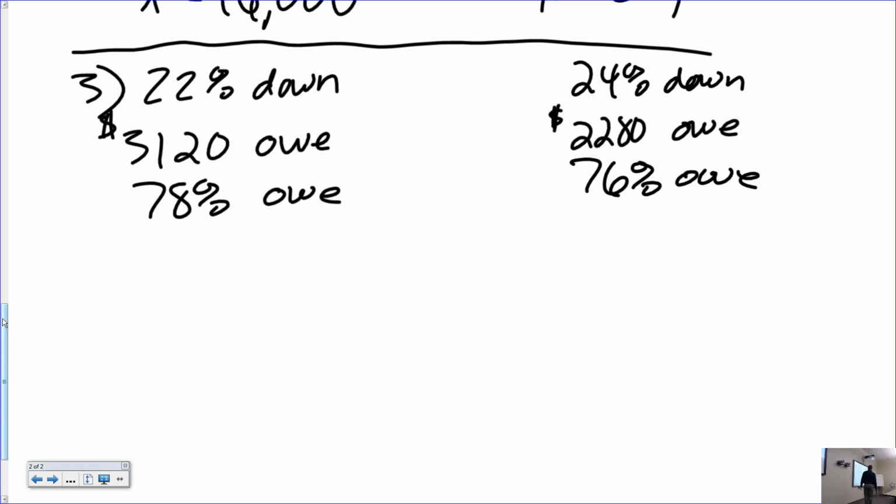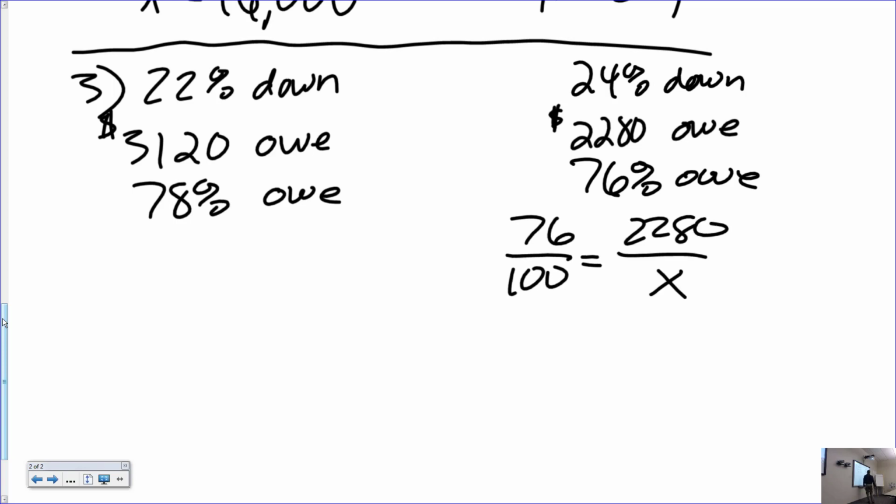I had the one on the left. Right. The one on the right. You had this one? Yeah. Well, yeah, because you found out what the number was before, right? Okay. So you said, oh, I know that 76 over 100 equals 2280 over x, right? Yeah, that's how I checked that. I just wasn't sure if it was right or not. I was like, hopefully you don't think this is not work.